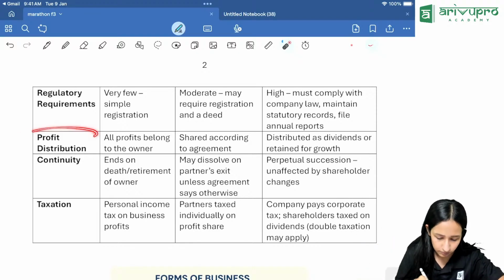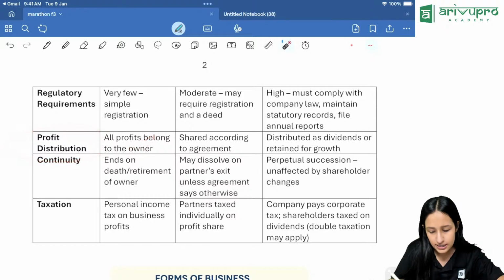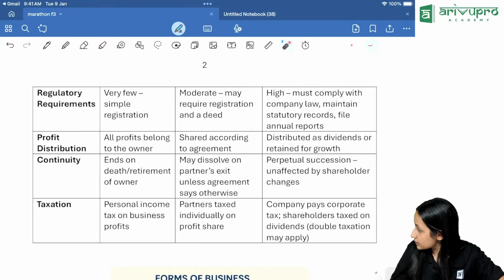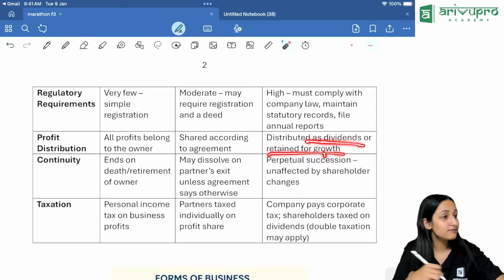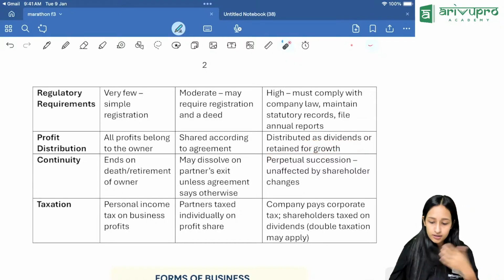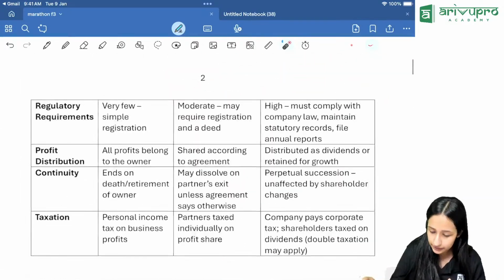Profit distribution: for a sole trader, the owner has all the profit. In a partnership, it is shared according to whatever the partnership deed says. And here it is distributed as dividends or retained for growth. This is what happens in a limited liability company.